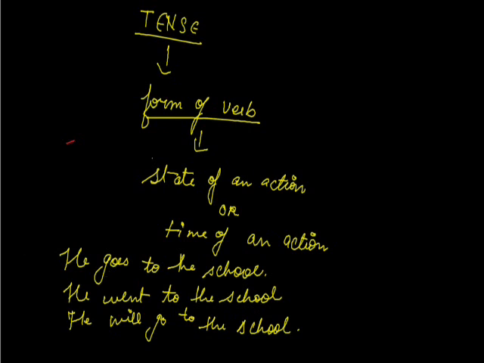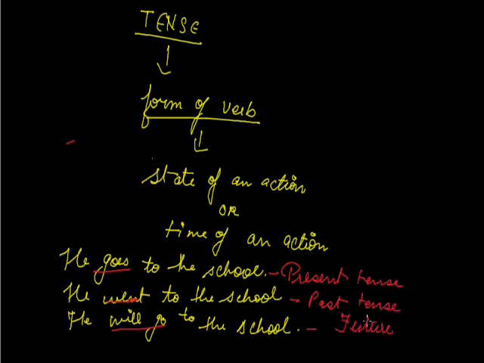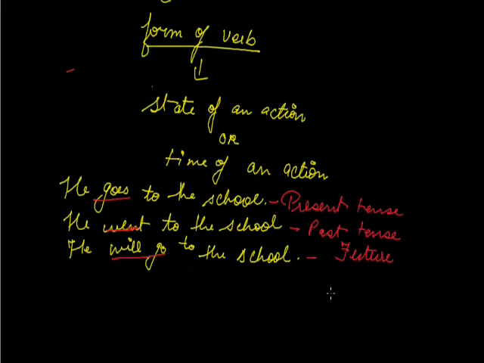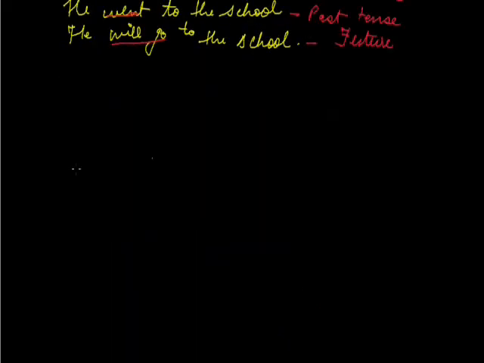Now in these three sentences, what is changing? We can see that here goes, went and will go. So basically the verb is changing in these three sentences. The first example is of present tense. The second example is of past tense. And the third is of future tense. So basically we can see that by changing the form of verb, we are changing the tense. So what is tense? Tense is a form of verb which indicates the state of an action or the time of an action. First of all, we will be starting with the present tense.